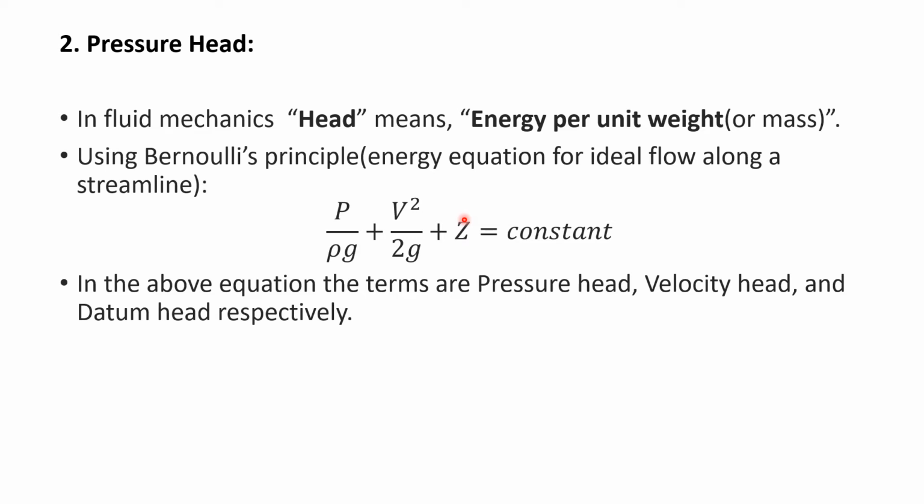Now, if you simplify the unit of P by rho g, you will get the unit as meter. Even if you simplify V square by 2g, you will get the unit as meter. So the pressure head is nothing but P by rho g and its unit is meter.